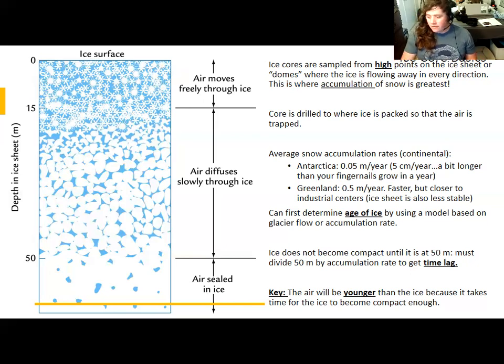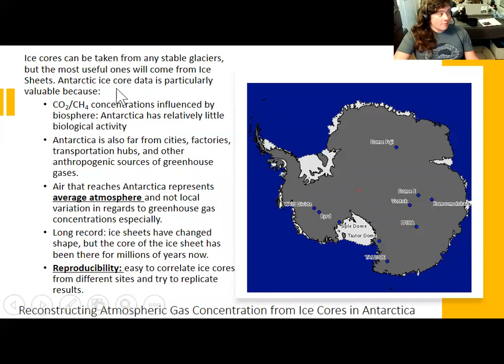And you have to consider the fact that the air trapped is going to be younger than the ice itself. As long as we keep that correction into account, then we can quite accurately obtain atmospheric chemical data from the air bubbles in ice cores, which is pretty amazing, I think. And ice cores can actually be taken from any stable glacier. It doesn't necessarily have to be an ice sheet, but the ice sheets like those in Antarctica are most useful because they are thick and provide a really far going back continuous record.